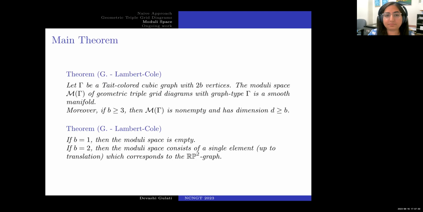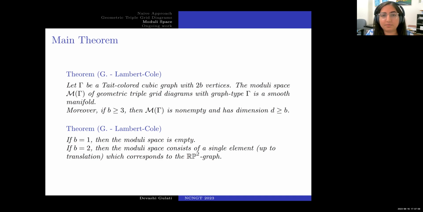Moduli space. With this new approach, one has to know if we will get any geometric triple grids at all. It turns out that if we take any gamma, the moduli space is a smooth manifold and is non-empty if our bridge number is greater than or equal to 3.